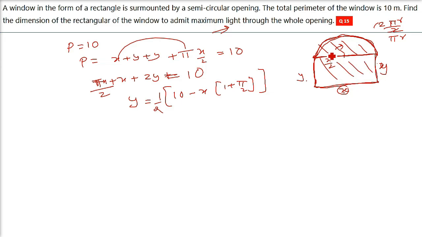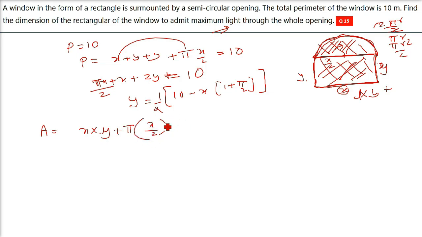Now this light is coming from the total shape. Area will be what? Area will be the addition of two areas. One will be the rectangle, one will be the semicircle. So length into breadth is the area of the rectangle. And what is the area of the semicircle? Pi r square. When you divide it by 2, it will be pi r square by 2 because it is a semicircle. And I am now writing x into y plus pi r square by 2, but r is already known to us, x by 2.